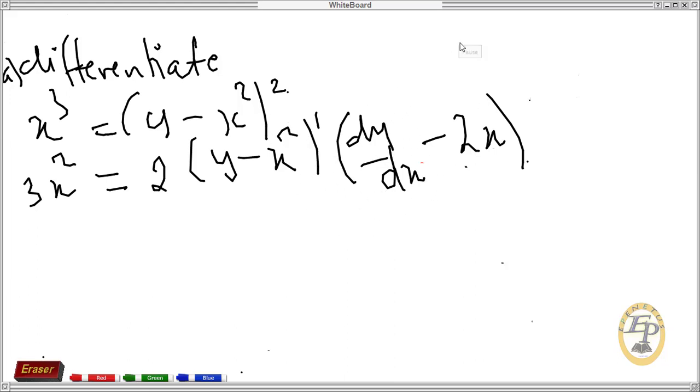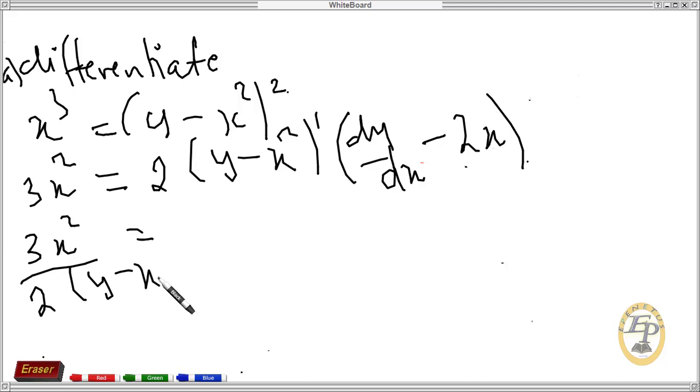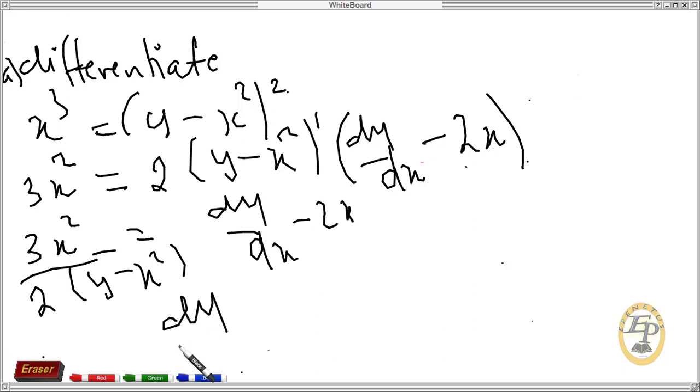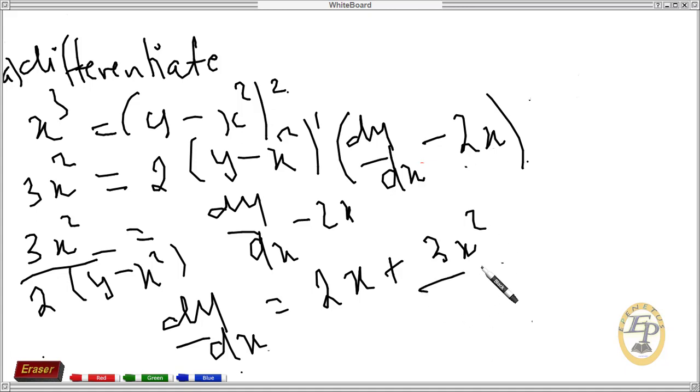So I'm going to divide both sides by 2y minus x squared. I'll be left with dy/dx minus 2x. So therefore my dy/dx is going to be equal to 2x plus 3x squared, divided by 2y minus x squared.